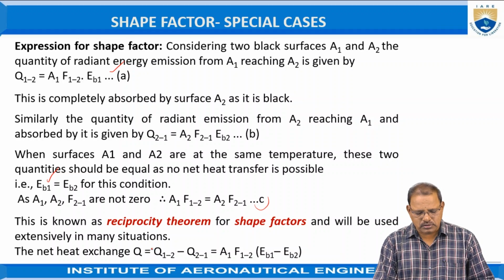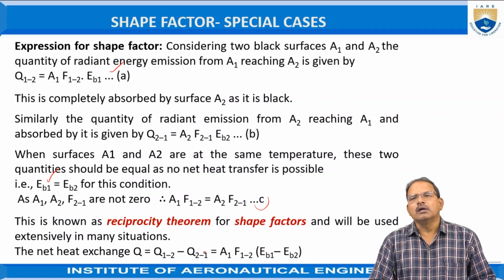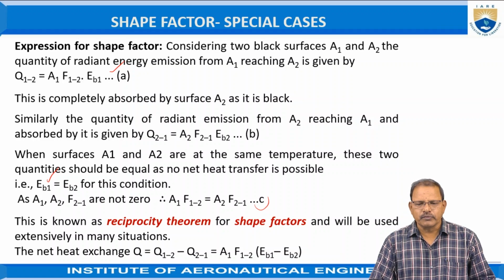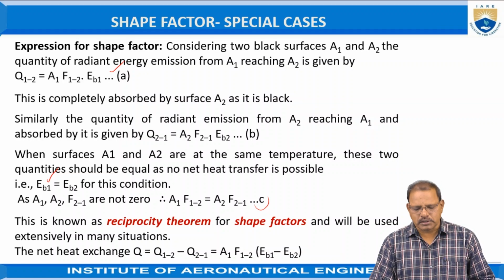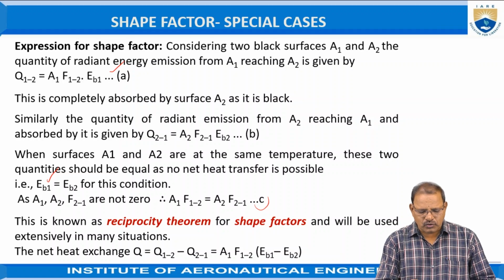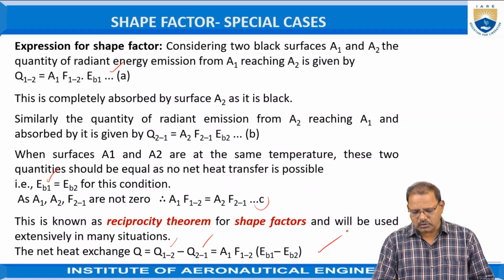Hence, the net exchange Q, if the two bodies are maintained at different temperatures: generally the two bodies emit heat energy from their surfaces because of their temperature, but net energy always flows from the body possessing higher temperature to lower temperature. Hence, the net energy is given by Q12 minus Q21, which is equal to A1 F12 (EB1 minus EB2).